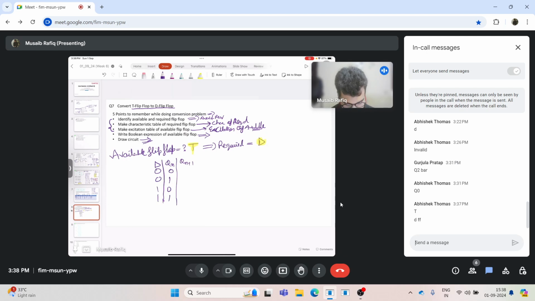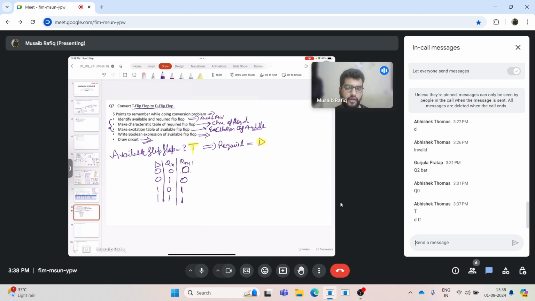So what will be Qn plus 1 here? What is Qn plus 1? Qn plus 1 is 0 because for a D flip flop, my output is just simply the input. 0 1 1, right?